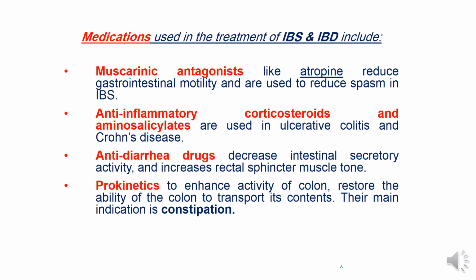Anti-inflammatory corticosteroids and aminosalicylates could be used for treatment of ulcerative colitis and Crohn's disease. Also, antidiarrheal drugs could be used to decrease intestinal secretory activity and increase rectal sphincter muscle tone. Prokinetics also could be used, which are drugs used to enhance the activity of the colon and restore the ability of the colon to transport its contents. Their main indication is in treatment of constipation.